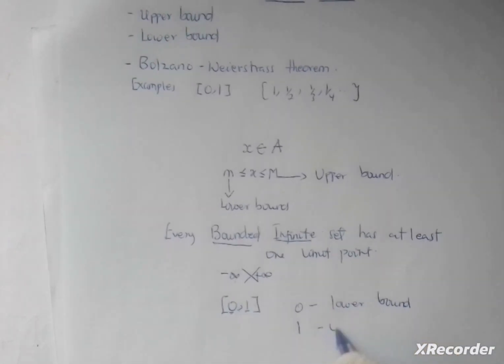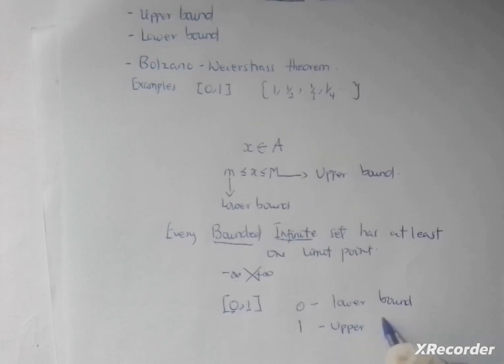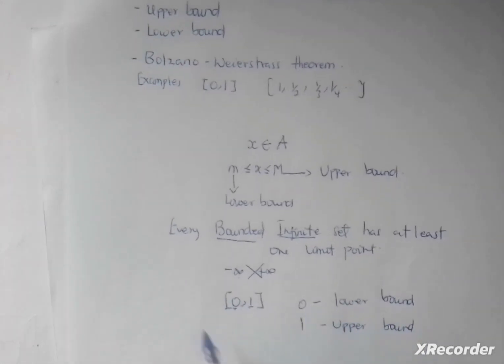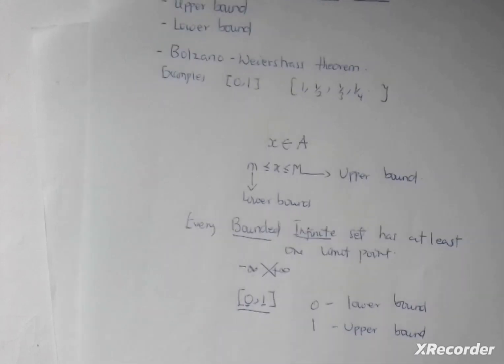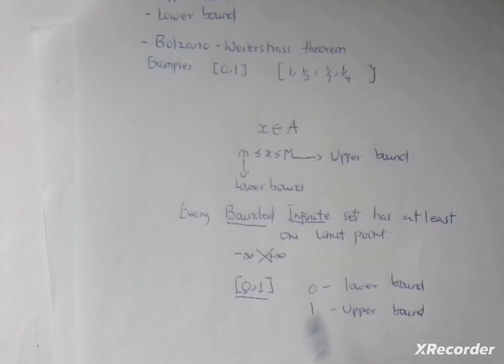and 1 is the upper bound, in that no number in this interval will ever cross 0 on the left side, and no number in the interval will ever cross 1 on the right side. So that is bounded. That is lower and upper bound. And what Bolzano is saying is, if you have a set like this, it should have at least one limit point, yes.